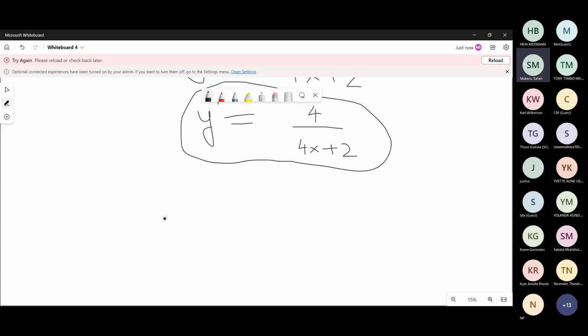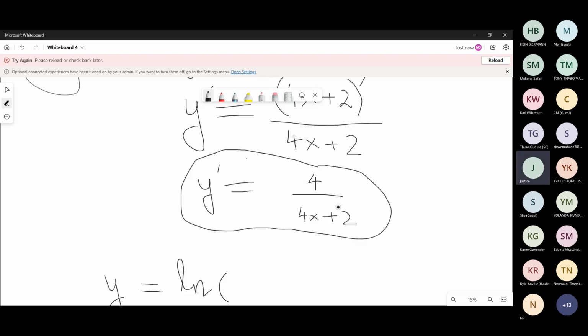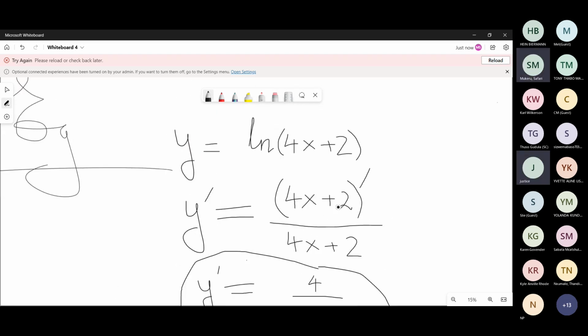Maybe to conclude, another example. Let me take the function y equals. Before you conclude, sir, can you go back to that 4 over 4x plus 2? Why don't we say, if we divide 4x plus 2 over 4x plus 2, that our answer is 1?